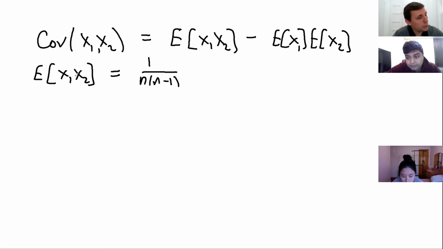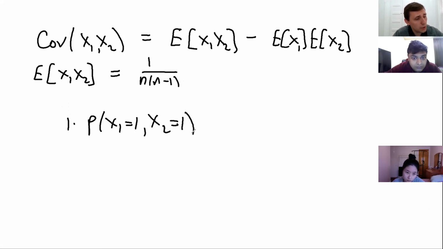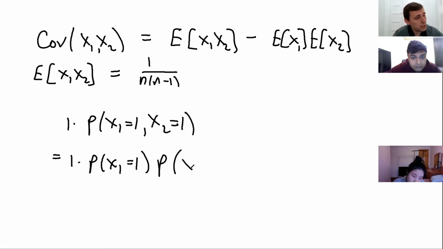So the only way they can equal to 1, right? So it's basically 1 times the probability that x1 equals 1 and the probability that x2 equals 1. Agree? Now, that is the same as 1 times the probability that x1 equals 1 times the probability that x2 equals 1, given that x1 is equal to 1.